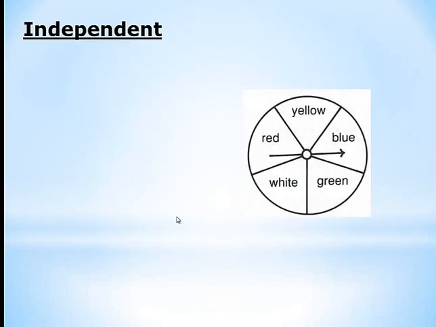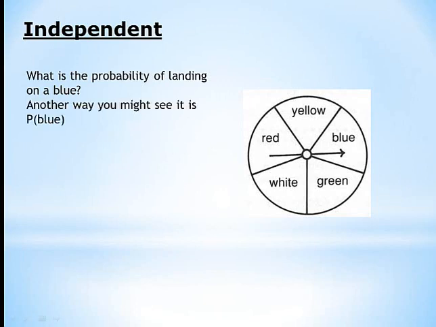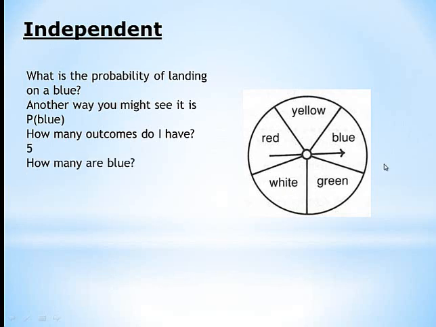Okay, so let's take a look at an independent event. What is the probability of landing on a blue in this spinner? Well, another way that you might see what a probability is asking for is it'll have this, P parentheses blue. That means what is the probability of landing on a blue? Well, how many outcomes do I have? 5. How many are blue? 1. My probability is 1 out of 5 or 20%.